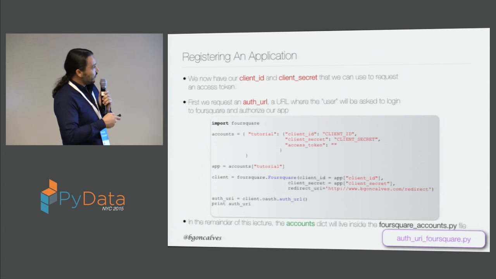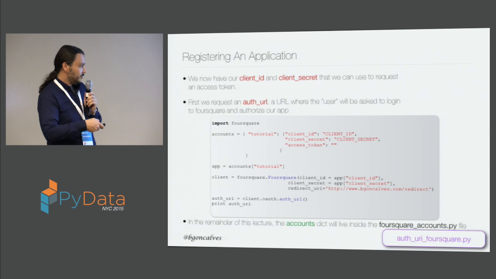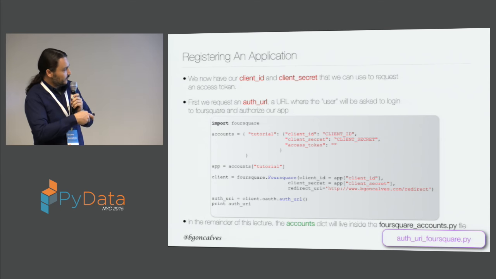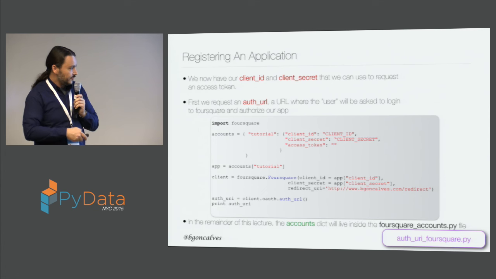Right? So the way to do this is first you need to request an auth URL, which is the URL which you're going to supply to your user and say, okay, log in now, and then the user will log in there. Of course, you don't want to actually do that. You want to do it automatically. So using the client ID and the client secret, you can authenticate with the API. You can ask for an authorization URL, and that gives you a URL. And as before, I'm going to put this dictionary inside the Foursquare accounts Python file. And again, all this code is inside the auth URI Foursquare.